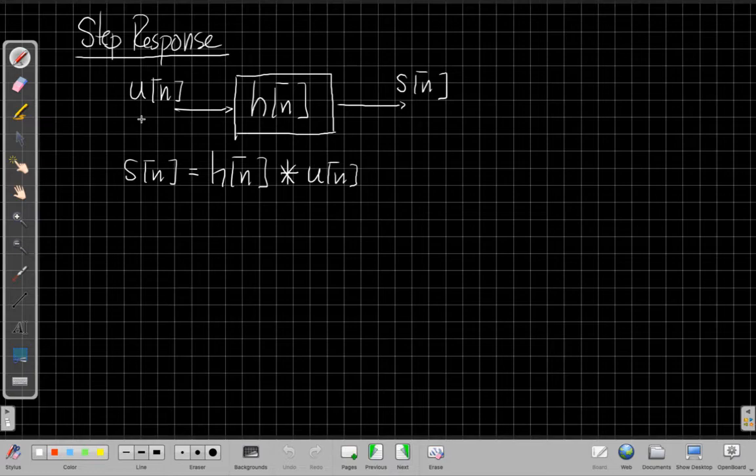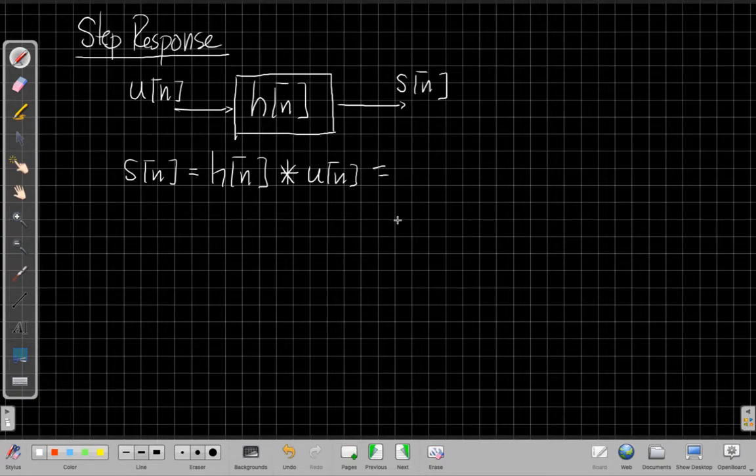Well, the arm is going to move there, and if h of n is the impulse response of the system's mechanical properties, the step response, what I get when I convolve h of n with u of n, is going to tell me how the system behaves for a step.